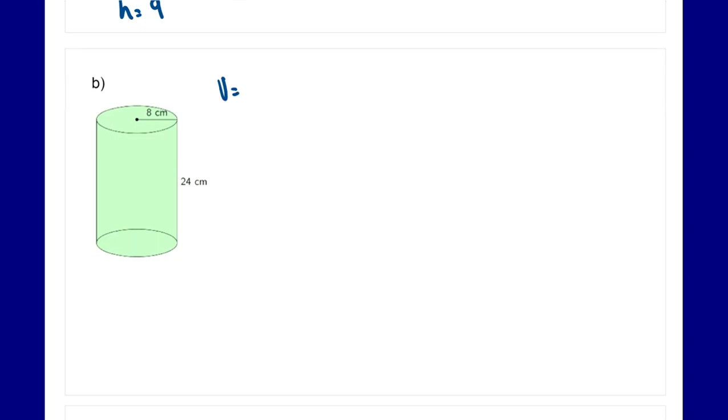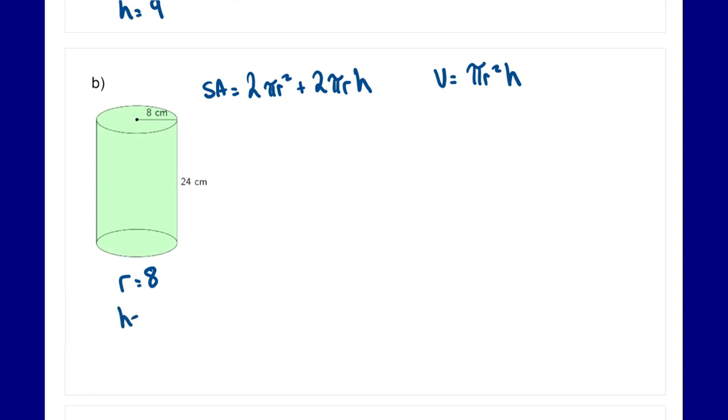So our surface area is 2 pi r squared plus 2 pi r h. And then our volume is equal to pi r squared h. So r represents our radius. In this case, our radius is equal to 8. We're not given the diameter, so we don't have to do any extra calculations. And our height is equal to 24. All I'm going to do now is just plug those values in and go through my calculations.